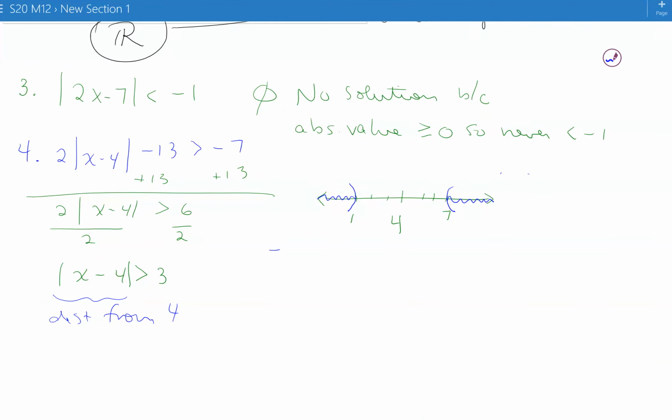So then our interval notation is negative infinity to 1, with the big U for union, and 7 to infinity. And there you go. You can write it as inequalities: x is less than 1 or x is greater than 7. You need the word or there, because if you try to say and, that's the empty set, because those two pieces of the number line have no overlap.